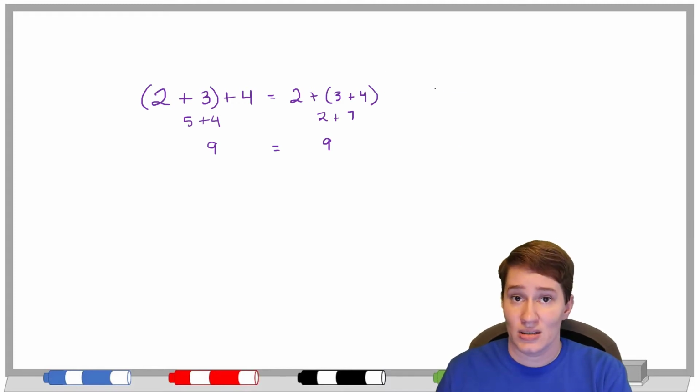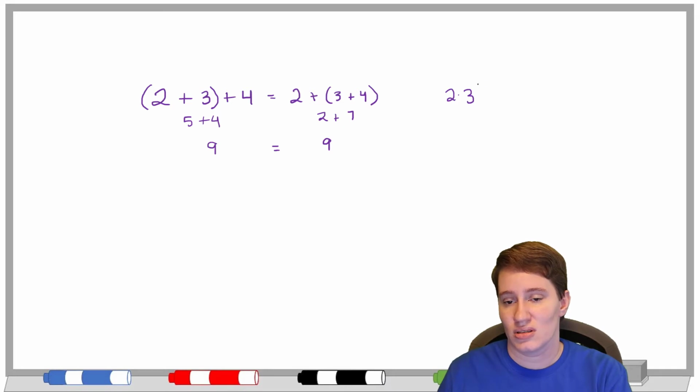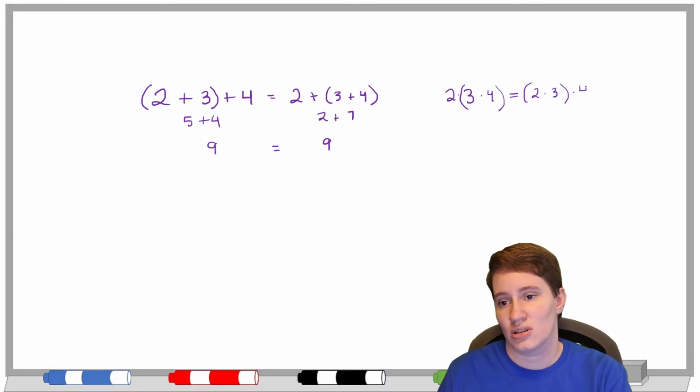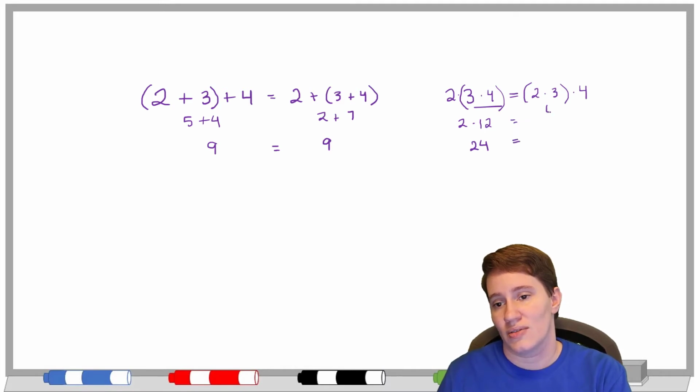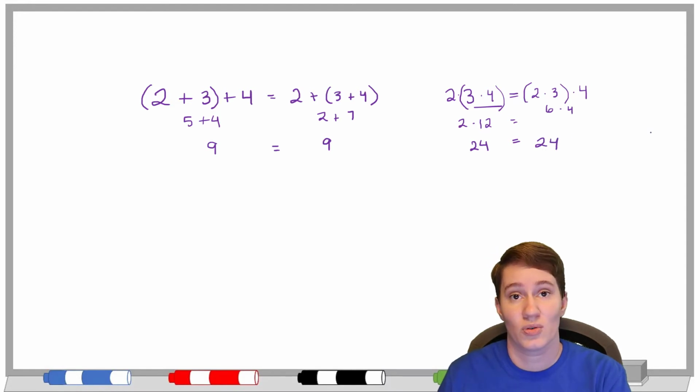So what about multiplication and division? Does multiplication work? So we could kind of do the same thing. Remember that you can use dots or x's for multiplication here. Would it work for us to do 2 times and then 3 times 4 in parentheses? Would that give us the same thing as doing 2 times 3 first and then timesing by 4? So here we'd have 12 times 2, which gives us 24. Here we'd have 6 times 4, which also gives us 24. So yeah, it works for multiplication.